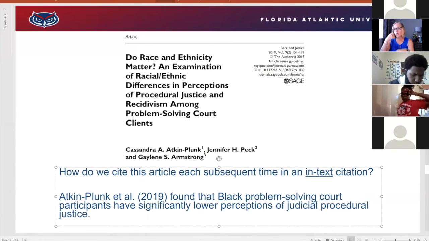So Atkin-Plunk et al. And notice that there's only a period after the "al." There's not a comma here, there's not a comma or period here. It's just Atkin-Plunk et al. And yes, Katie, I'm going to get to your question in just a second.